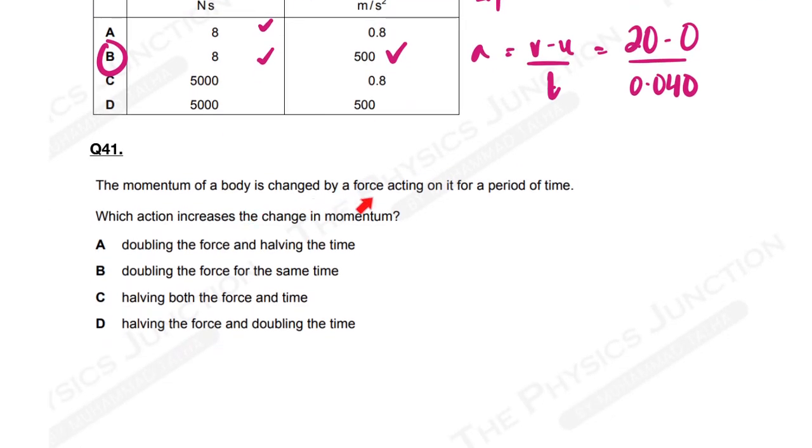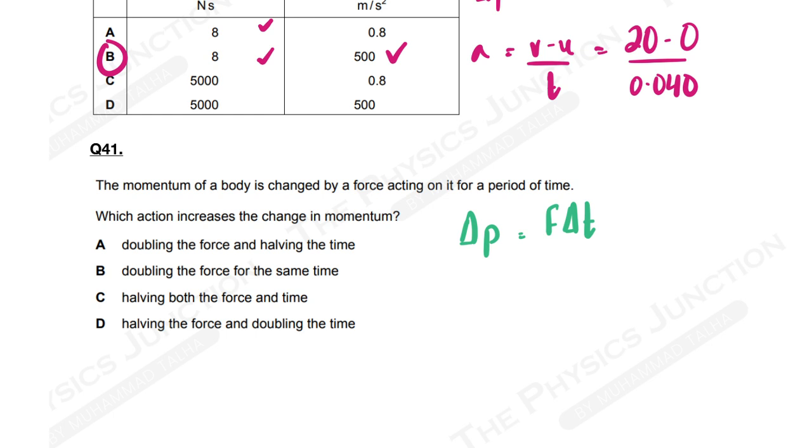Momentum of a body is changed by force acting on it for some time. Which action increases the change in momentum? What equation are we talking about here? We're talking about this equation, right? The equation for impulse. So which one would increase the change in momentum?